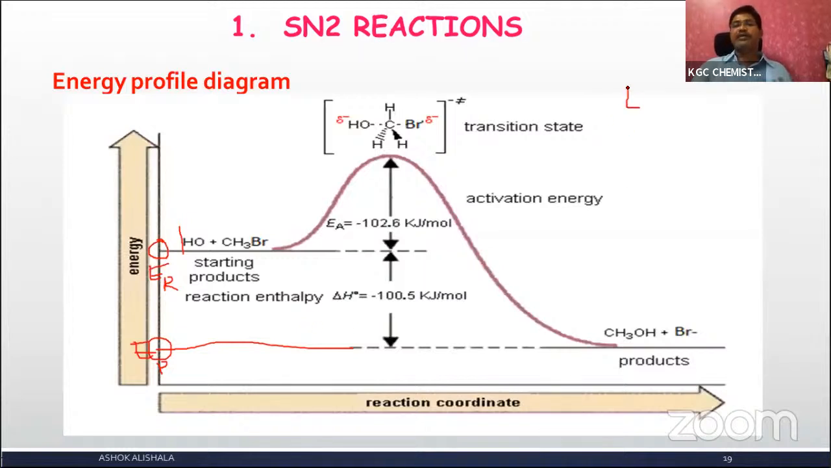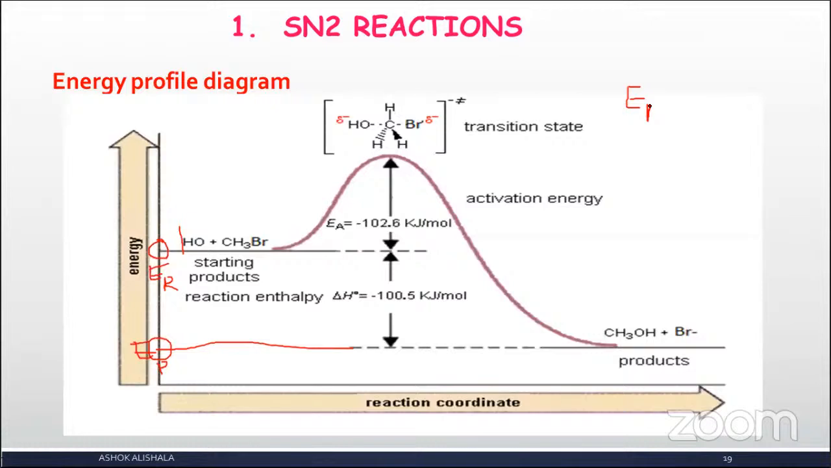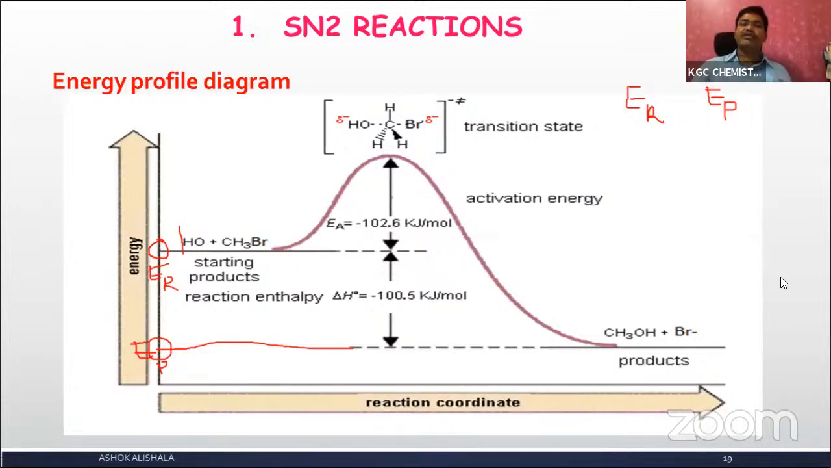Among these two energies, energy of the reactant and energy of the product in the energy profile diagram, can anybody tell me which is greater in energy? ER. ER is greater in energy. Okay. Now remember this point: whenever ER is greater than EP, that means reactant energy is greater than the product, it is always exothermic in nature.